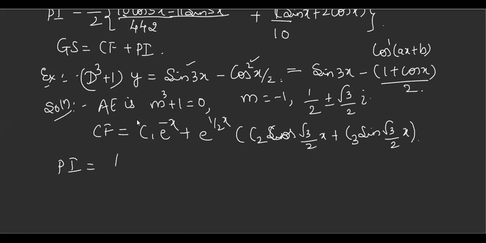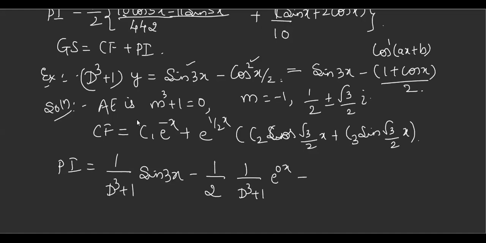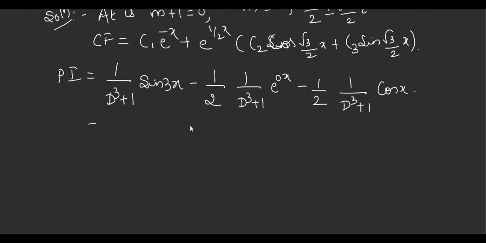So PI is 1 upon D cube plus 1. First term is sine 3x. Second term is minus half, 1 upon D cube plus 1 operating on e raised to 0x. And next term, minus cos x by 2, so minus half I'll take out, D cube plus 1 operating on cos x. Correct? Yeah, let us solve it here. There is a D cube term, so not to worry, it will not become 0.